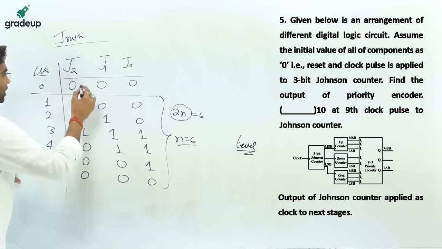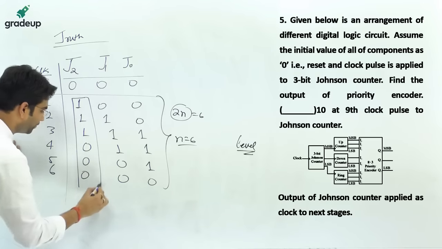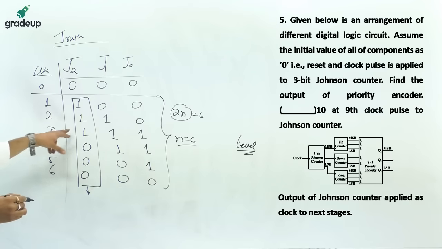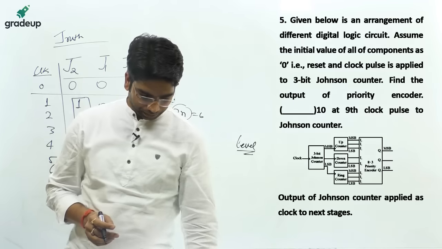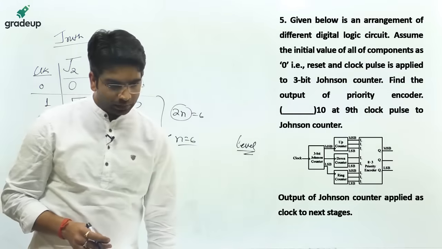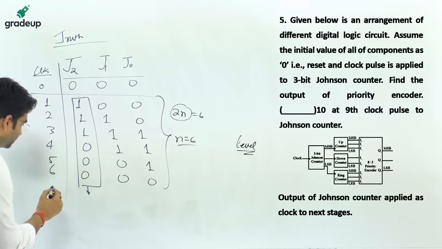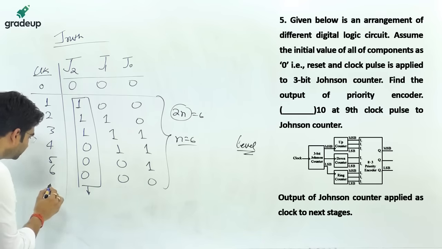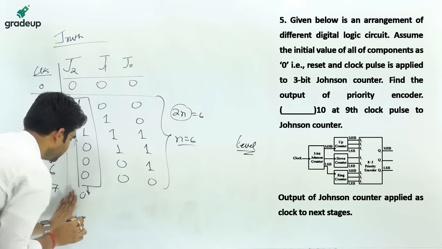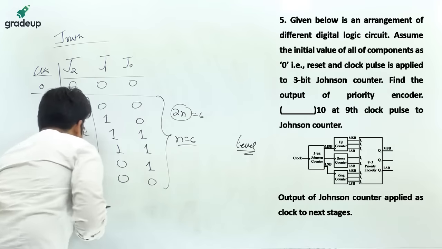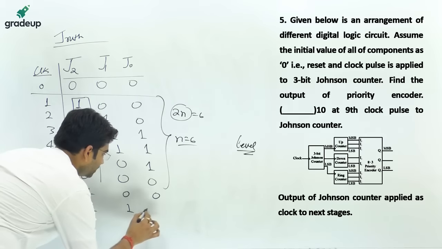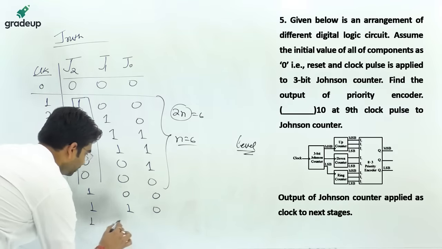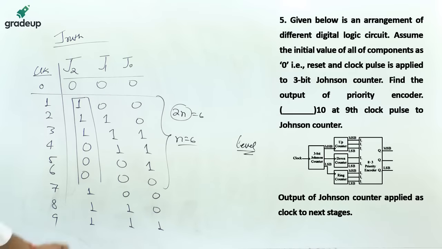Okay, so this J2 is fed as a clock to the up counter. But here it is asked for the 9th clock pulse, so it will be the 7th clock pulse. What you will be getting? You will be getting answer as 1 0 0, 8th clock pulse 1 1 0, and what will be the 9th clock pulse? 1 1 1. Okay, the 9th clock pulse will be 1 1 1.